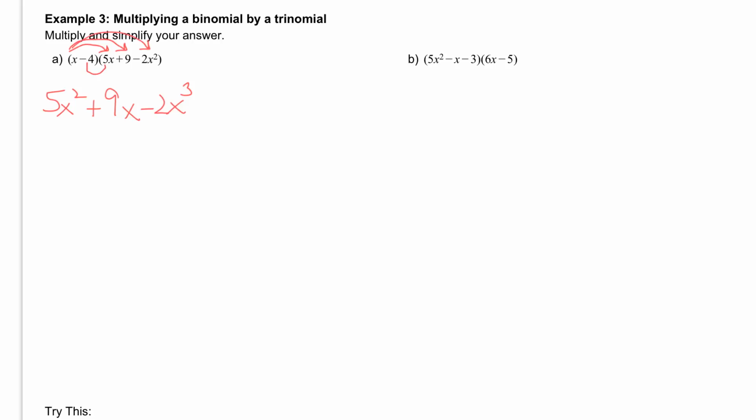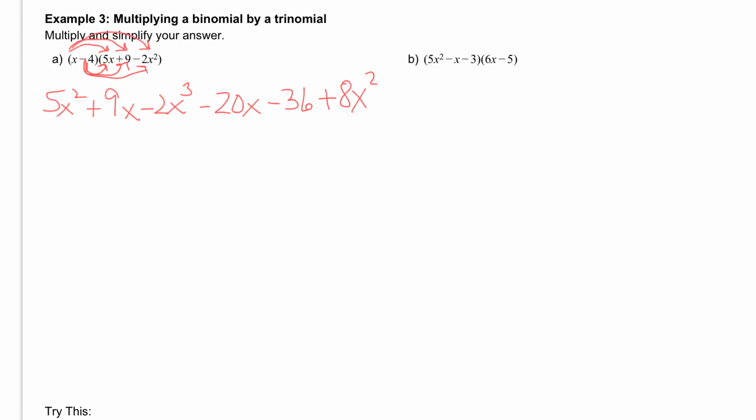So I have negative 4 times 5x, which is negative 20x. And then I have negative 4 times 9, which is negative 36. And then I have negative 4 times negative 2x squared, which is positive 8x squared.